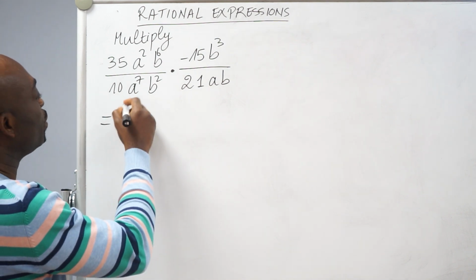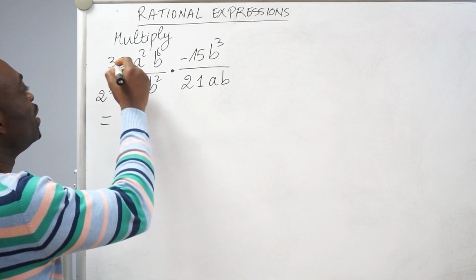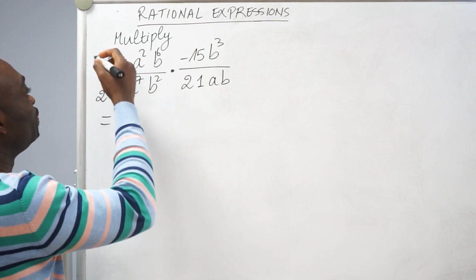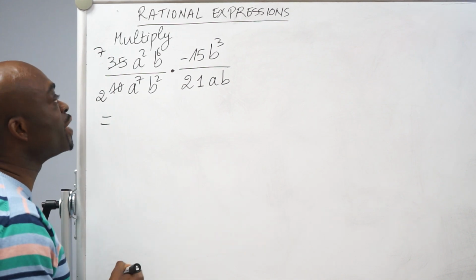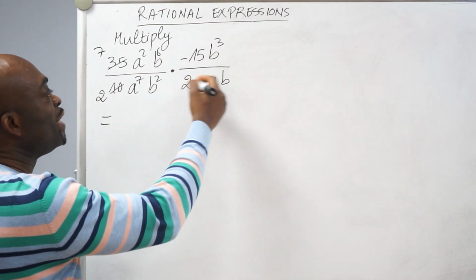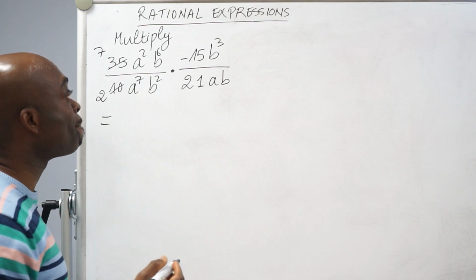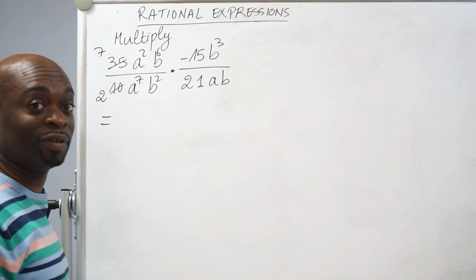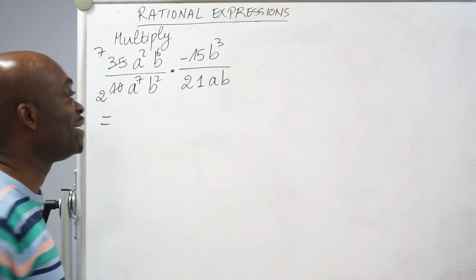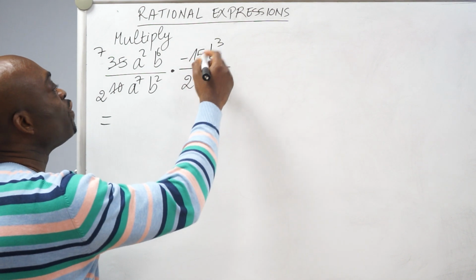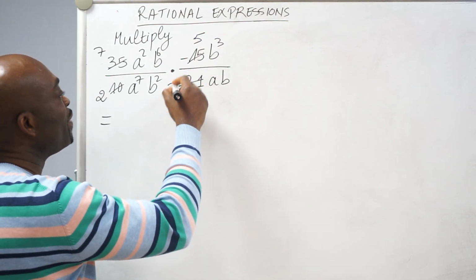Okay? So let's go at it. This one, 5 goes into 10 twice and 5 goes into 35 7 times. We're good? Now let's continue. What about the other numbers? We have 15 and 21 here. Is there anything that we can simplify? Actually, 3 can do the magic here. So 3 can go into 15 5 times, and 3 can go into 21 7 times.